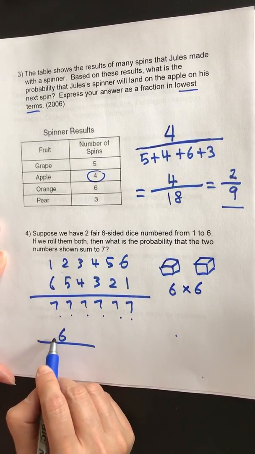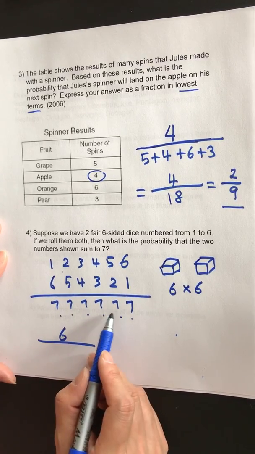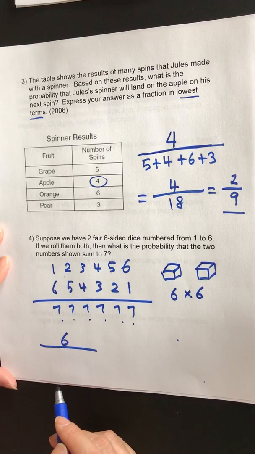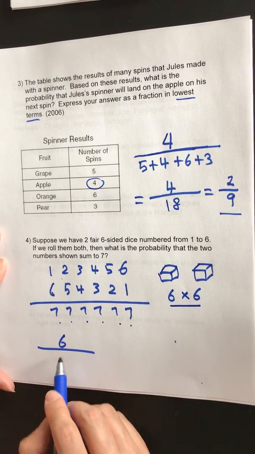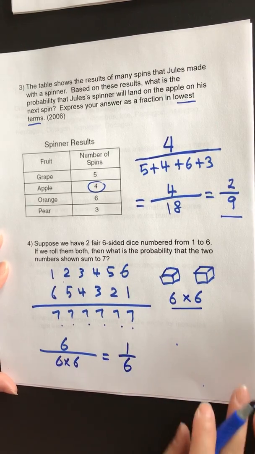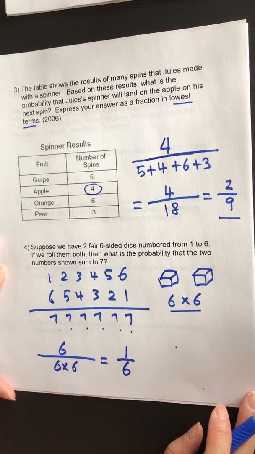And the successful ones that landed on 7, the sum of the 2 sides are 7, is only 6 chances. So 6 divided by the total is the probability that the number would sum to 7.